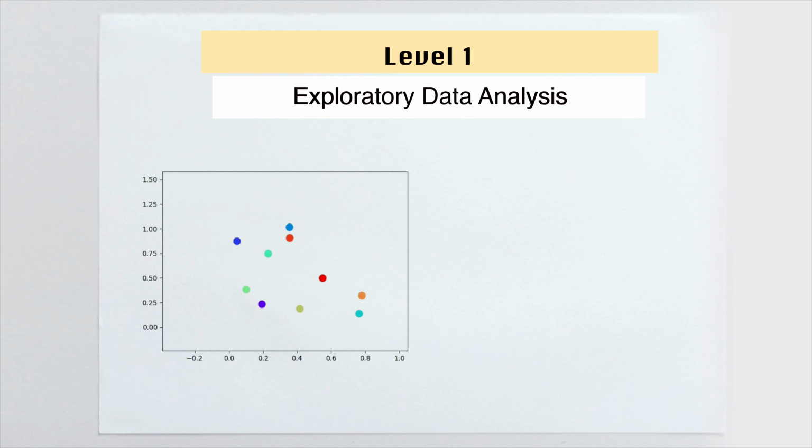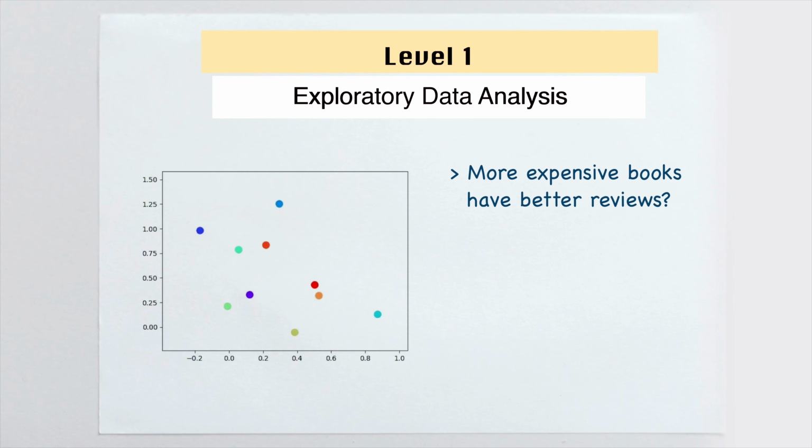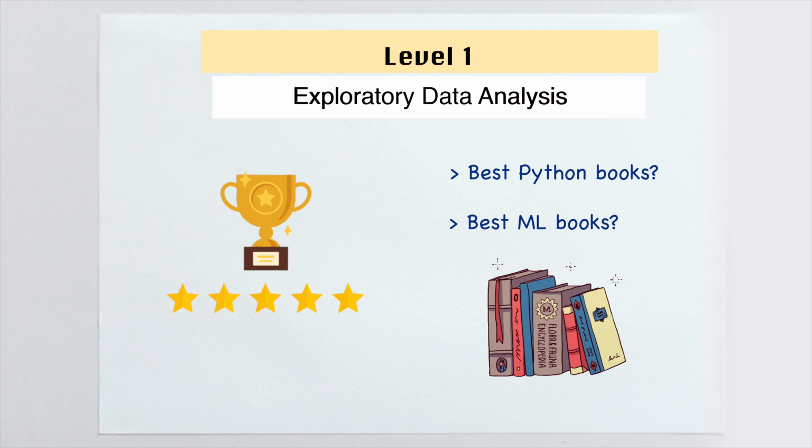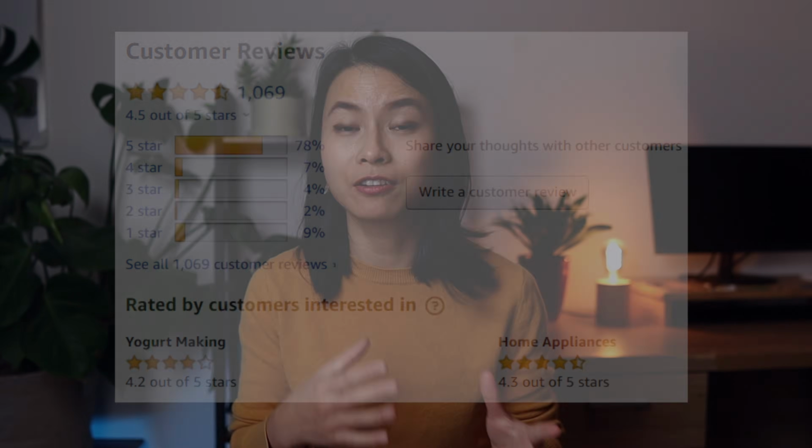So on level 1, we'll do some simple exploratory data analysis to answer questions like, do more expensive books have better reviews? Is it always true that longer books are more expensive? Or what are the best Python-related books, and what are the best machine learning books based on review stars?